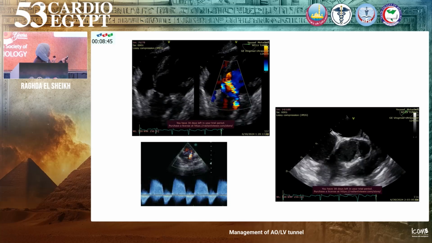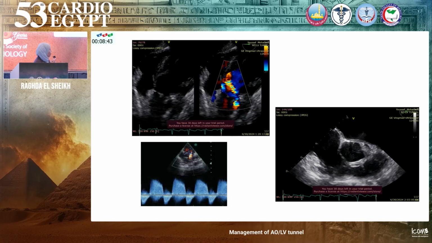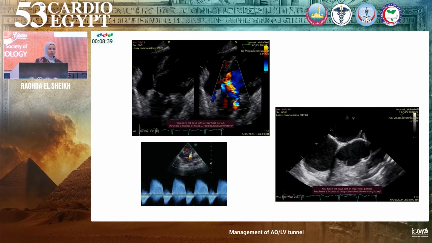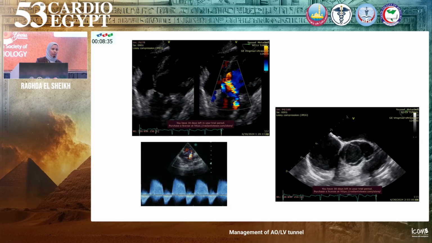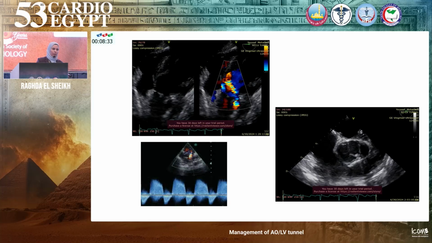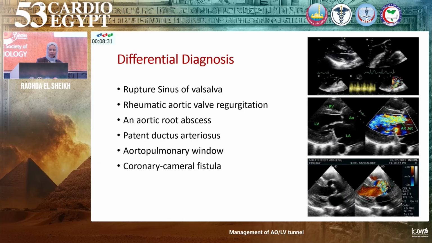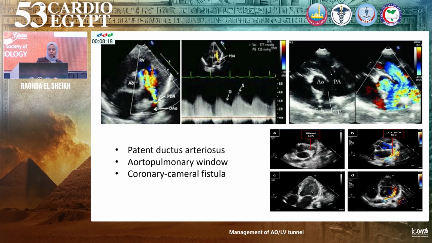Here also we can appreciate the color flow, and we can appreciate this space around the aortic valve, which must prompt a differential diagnosis, because this is the first time to repeat the echo after one of the eminent professors diagnosed it as aortic valve incompetence. So for the differential diagnosis, it could be rupture sinus of Valsalva, or rheumatic aortic valve regurgitation, or aortic root abscess, or patent ductus, or aortopulmonary window, or also coronary cameral fistula.